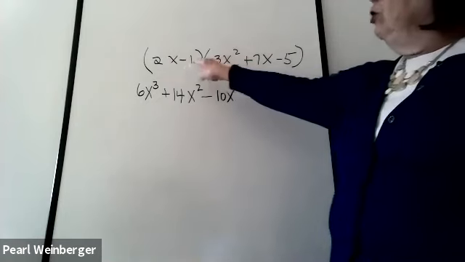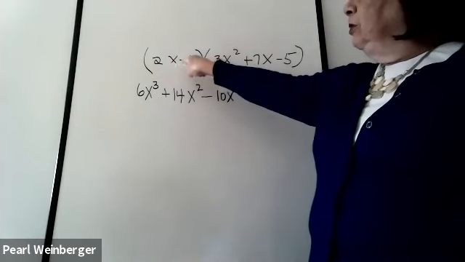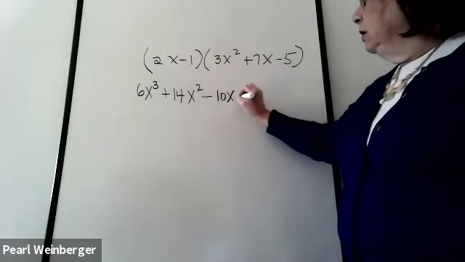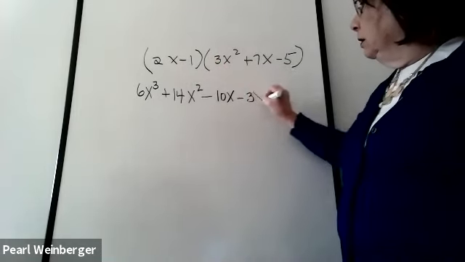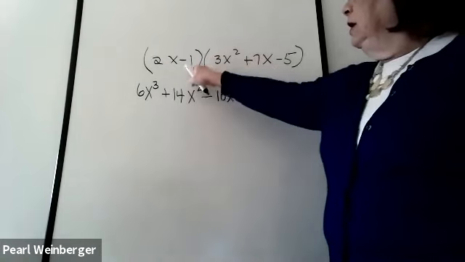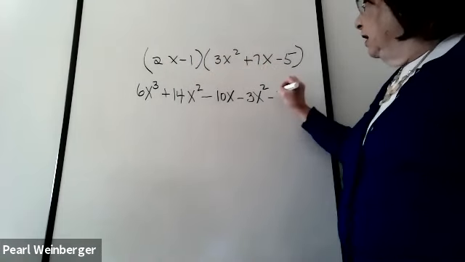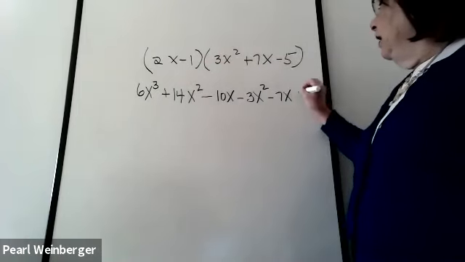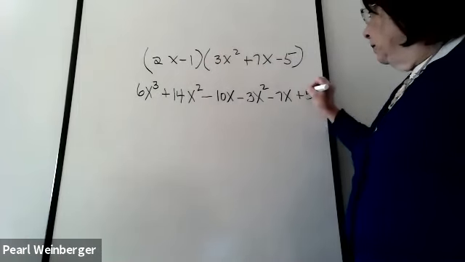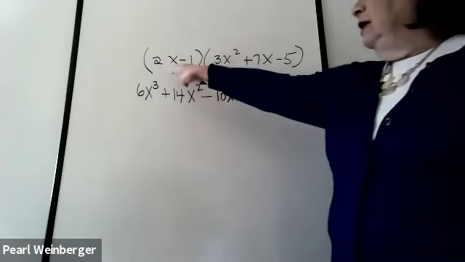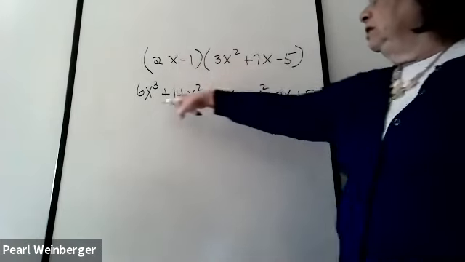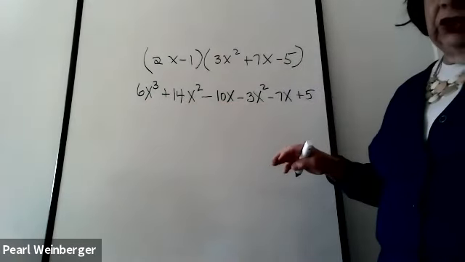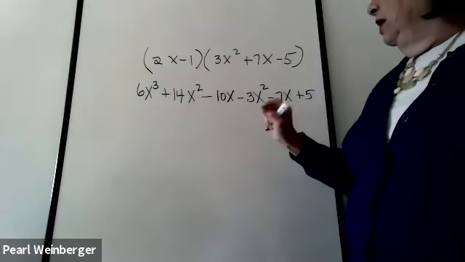I now go back and multiply everything in the second parentheses by the -1. So -1 times 3x squared is -3x squared. -1 times 7x is -7x. And -1 times -5 is plus 5. Okay, so I had 2 terms here times 3 terms here. I end up with a total of 6 multiplications. Let's see if I have any like terms.